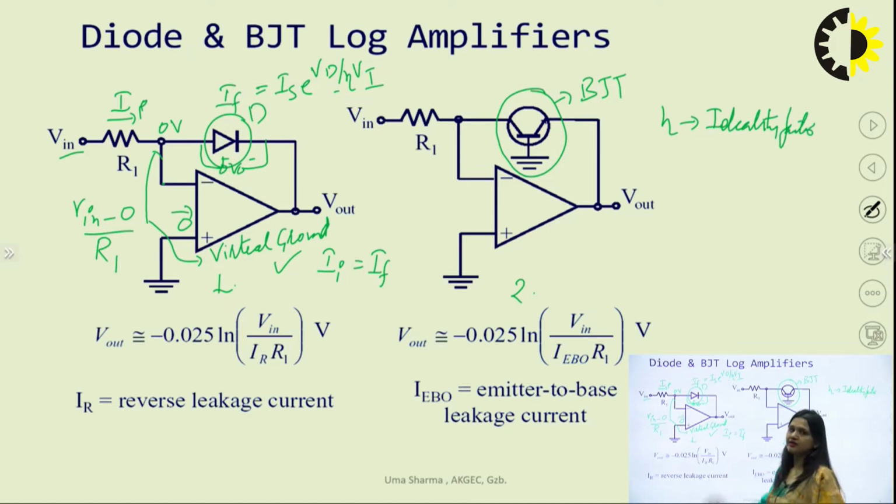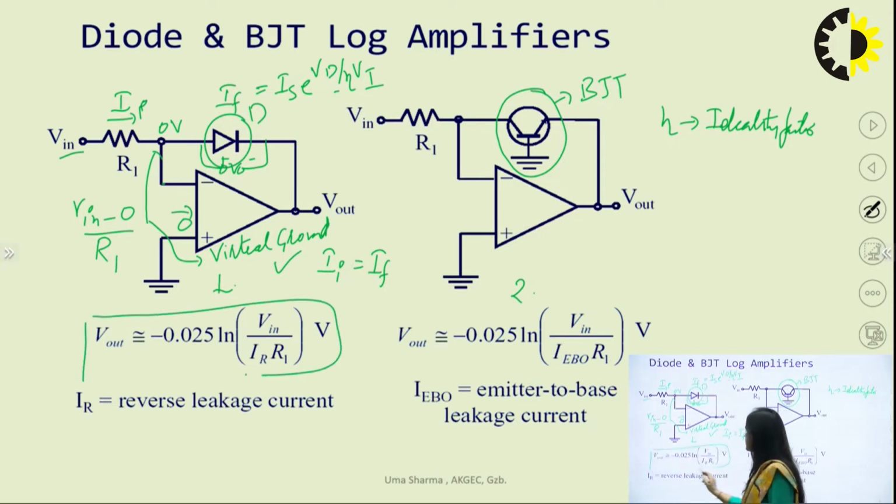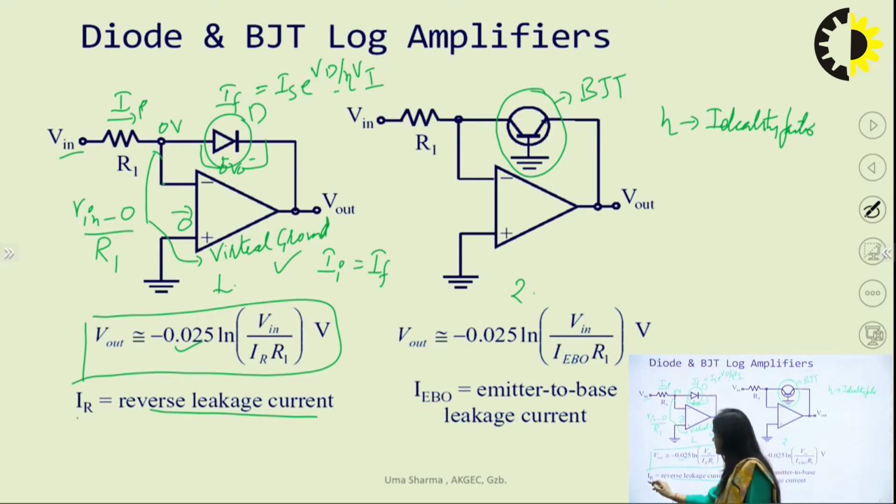and this ideality factor varies from diode to diode. So there is a dependency on the diode if I design the logarithmic amplifier using the diode. Now if I compare I1 equals to IF, then we will get V output equals to, this is the value of reverse leakage current or reverse saturation current IS. Here this IS is basically IR. So this is IR ln V in, that is V input, by IR into R1. This IR is the reverse saturation current. Sometimes it is also known as IS. It can be represented by IS also.